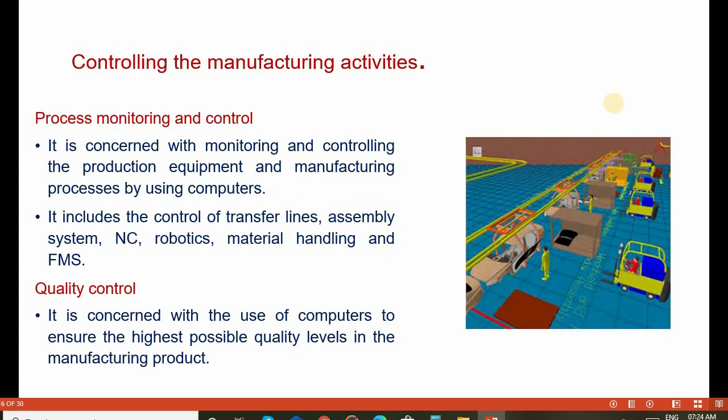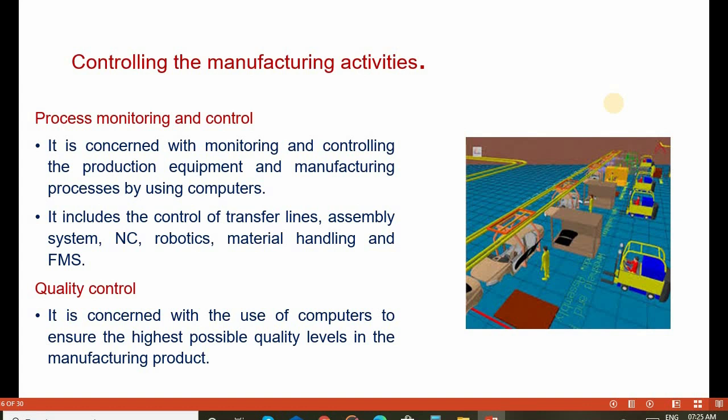Next, control of the manufacturing activities. How can we control the manufacturing activities? We have various parameters, such as process monitoring and control. It is concerned with monitoring and controlling the production equipment and manufacturing process using computers, which includes control of transfer lines, assembly systems, numerical and CNC computer numerical control systems, robotics, material handling, and flexible manufacturing systems. All these systems are controlled and monitored in the CAM systems.